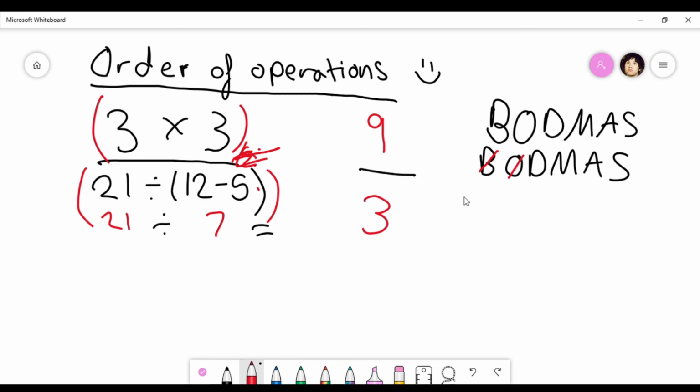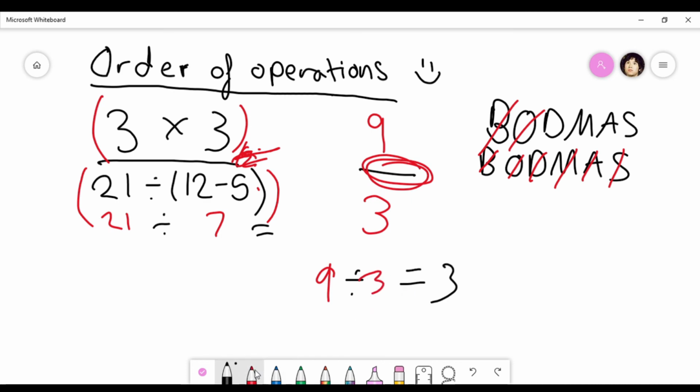And then we don't have multiplication, addition or subtraction, so we can cross off the brackets. We don't have other operations. We do have a division because this just stands for a division. So what we do is we divide 9 by 3, and that is 3. Then we can cross off division and we can cross off multiplication, addition and subtraction, and that's that.